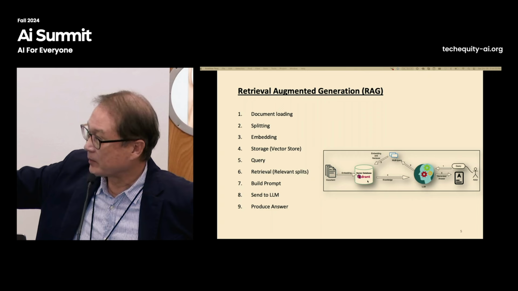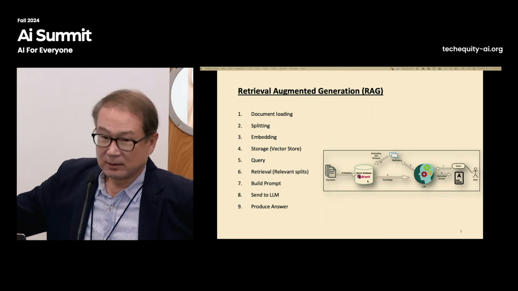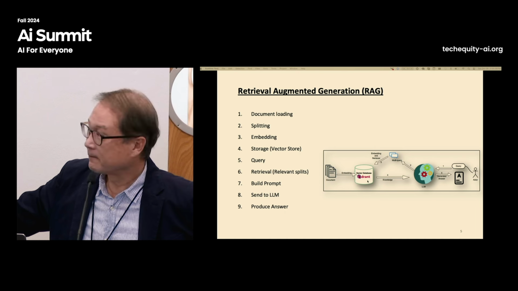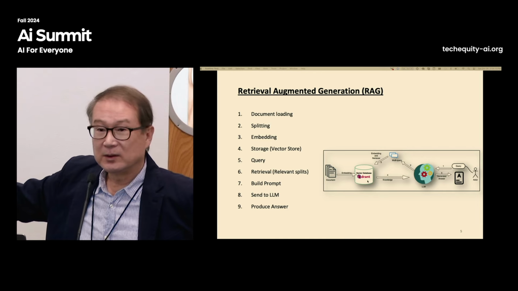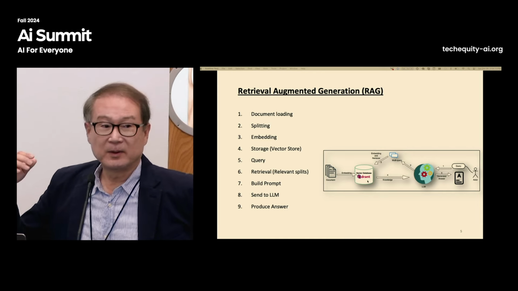Okay, so basically the steps: document loading, splitting, embedding, storage, and then your query. Your query is sent to the vector DB, and the vector DB returns the relevant information about the query, and then you build a prompt and send it to the LLM, and then the answer. So this is the process by which most LLM agents are built.